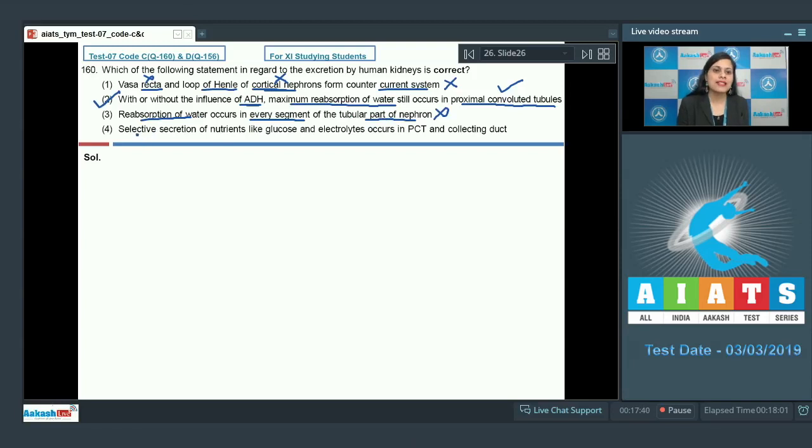The next statement is selective secretion of nutrients like glucose and electrolytes occurs in PCT and collecting duct. And as it is an incorrect statement, this cannot be a correct answer to our question, because selective secretion of electrolytes occurs in DCT and collecting duct, but selective secretion of nutrients does not occur in PCT. So the correct answer to this question is option number 2. Let's discuss our next question.